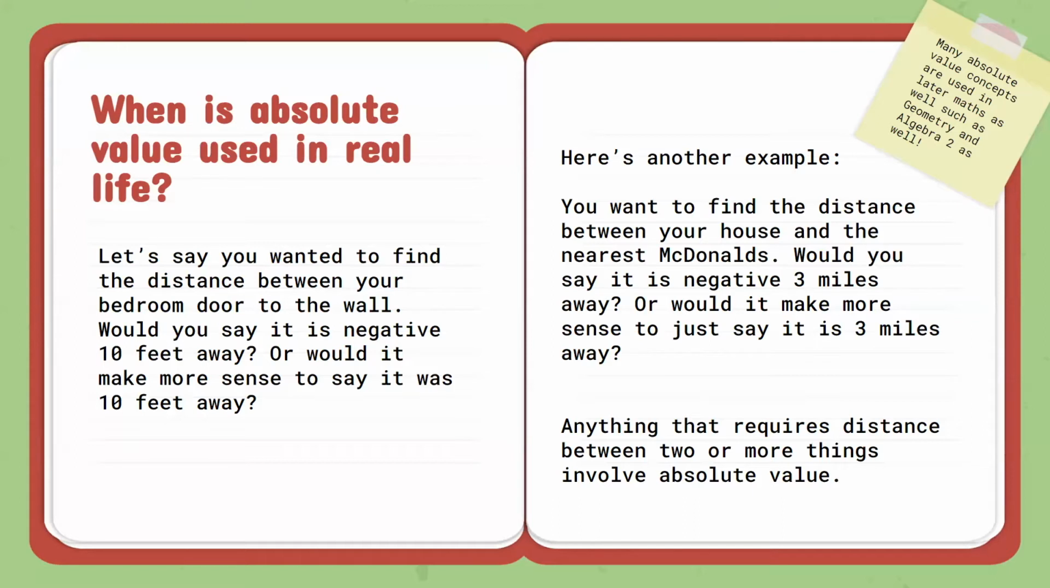Here's another example. You want to find the distance between your house and the nearest McDonald's. Would you say that it is -3 miles away, or would it make more sense to say that it was just 3 miles away? Anything that requires distance between two or more things involve absolute value. Many absolute value concepts are used in later maths as well, such as geometry and algebra 2.